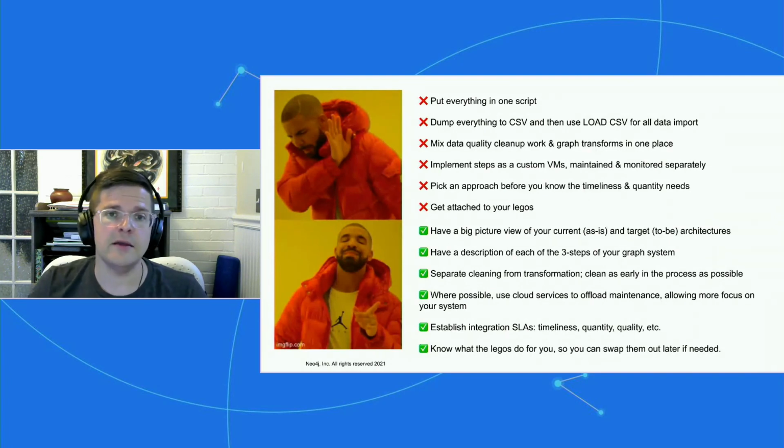Another anti-pattern is to implement all steps as custom VMs. This will litter infrastructure all over the place that you're going to have to maintain later on. Another anti-approach is to pick an approach before you know your timeliness and quantity needs. And this is just a variant on the old advice: know your requirements before you begin. I find that sometimes people get attached to particular tools and approaches, and they might say, Apache Spark is the answer. What was the question again? And so when you pick that approach before you know your requirements, you're almost certain to end up with a poor fit for your requirements.